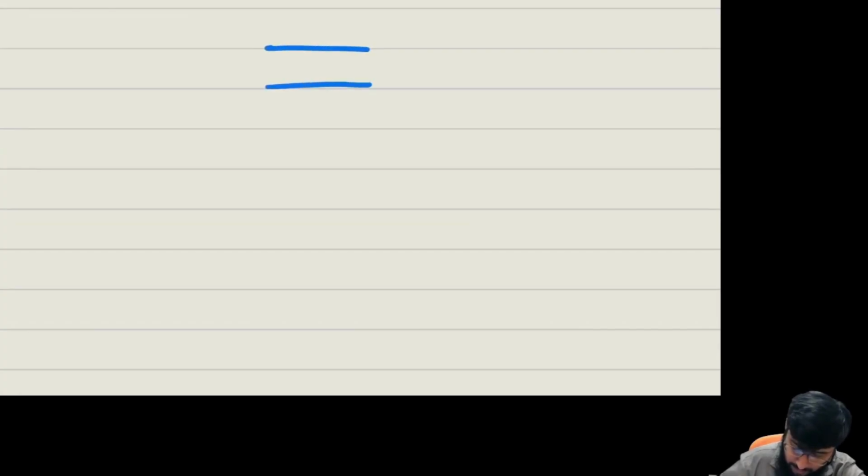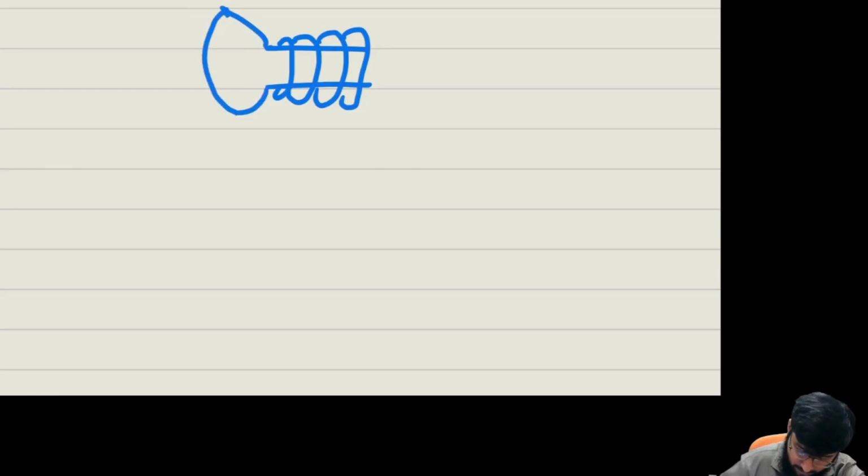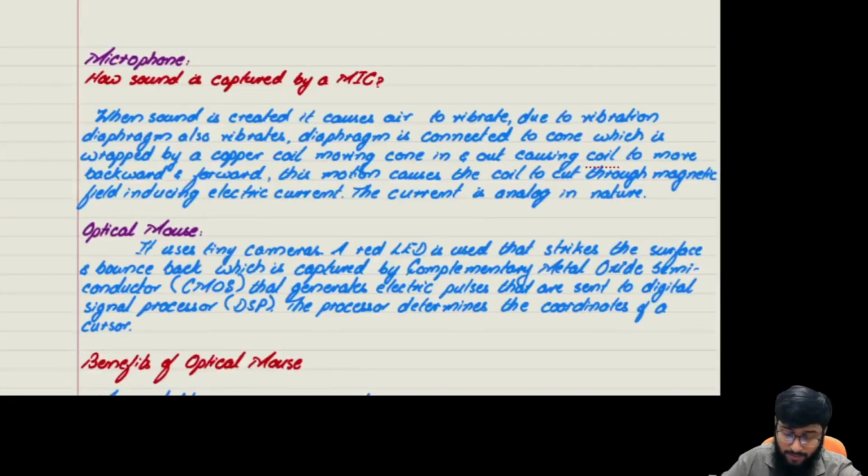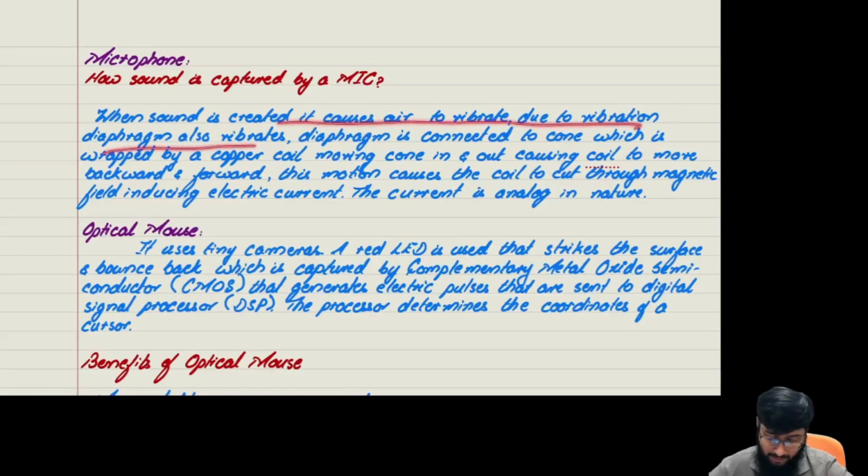There's a cone, there's a copper coil over it, and there is a diaphragm in front of it. So as the air vibrates, this causes the diaphragm to vibrate, and this diaphragm is connected to the cone that is covered with a copper coil that moves as well. You might see over here it's written, when sound is created, it causes air to vibrate. Due to the vibration, the diaphragm also vibrates. The diaphragm is connected to the cone, which is wrapped by a copper coil, moving the cone in and out, causing the coil to move backward and forward.